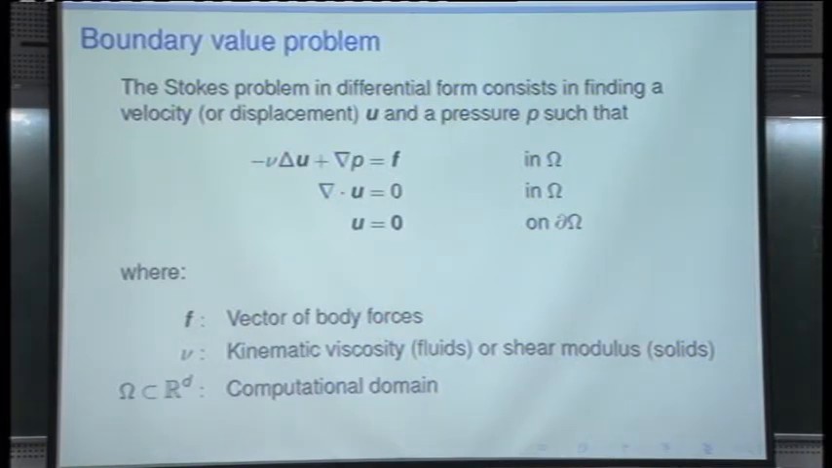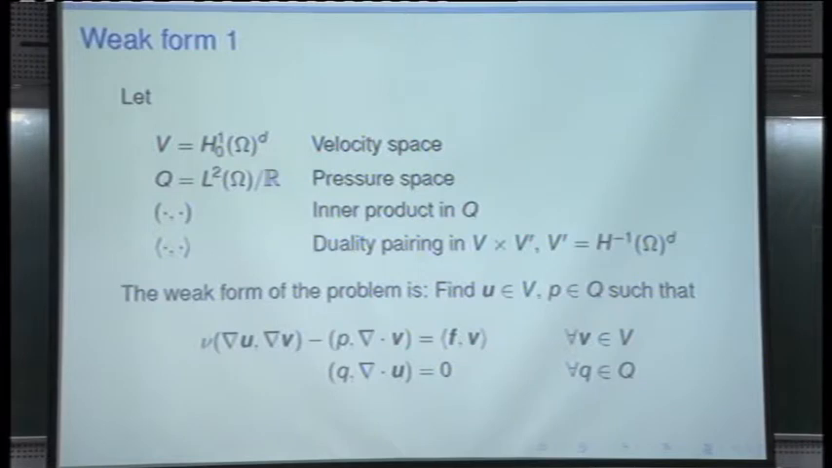Okay, perfect. So these are the spaces. We already know these spaces: H1 for the velocity, vanishing on the boundary for all the components. Now d is the number of space dimensions. I changed the notation a little bit. Q, the space for the pressure, is L2 modulo constants.